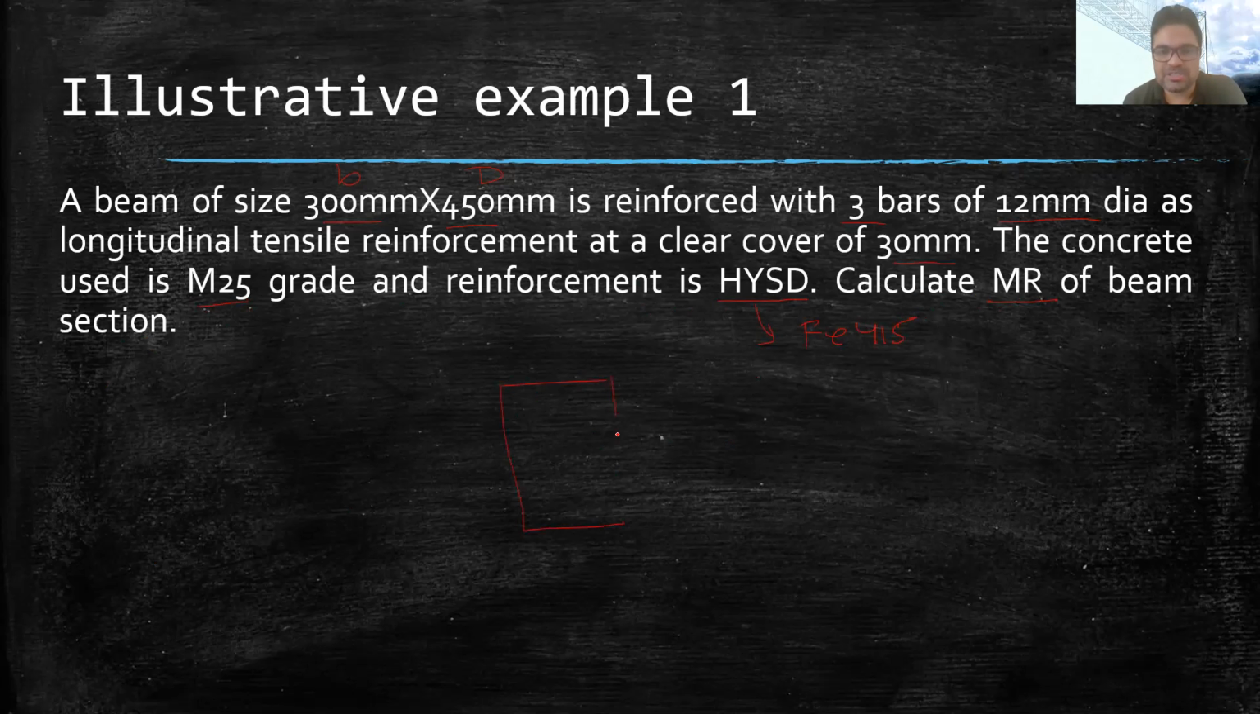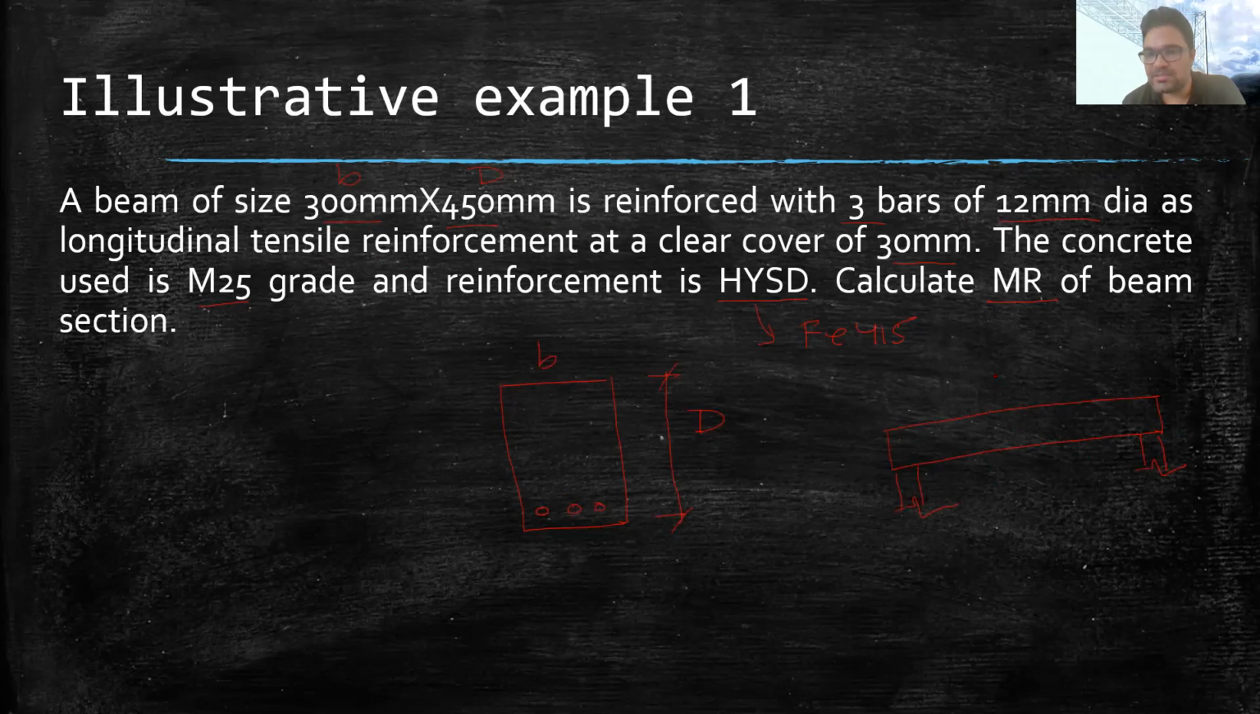So this is the cross-sectional dimension, cross-section of the beam, and this will be the B, and this will be the D. So capital D is given here, and B value is also given here, and it says there will be three bars of 12 mm dia as the longitudinal tensile reinforcement. So these three bars will be shown here. So this actually is the beam.